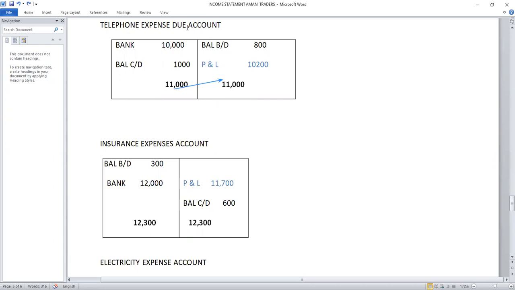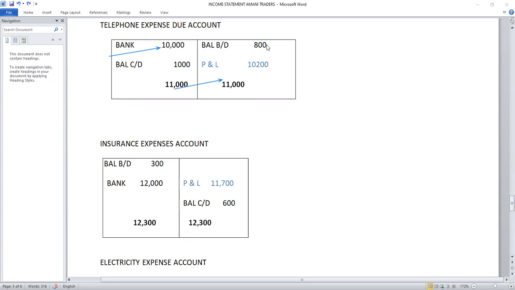In accrued expenses, these are liabilities. For liabilities, the balance brought down will be on the credit side. That's why our balance brought down of 800 is on the credit side, and the balance carried down of 1,000 is on the debit side. And remember that the expense which has been credited in the bank statement, we are going to debit it here. These expenses we are going to debit 10,000. And the difference becomes what we are going to charge in the income statement.